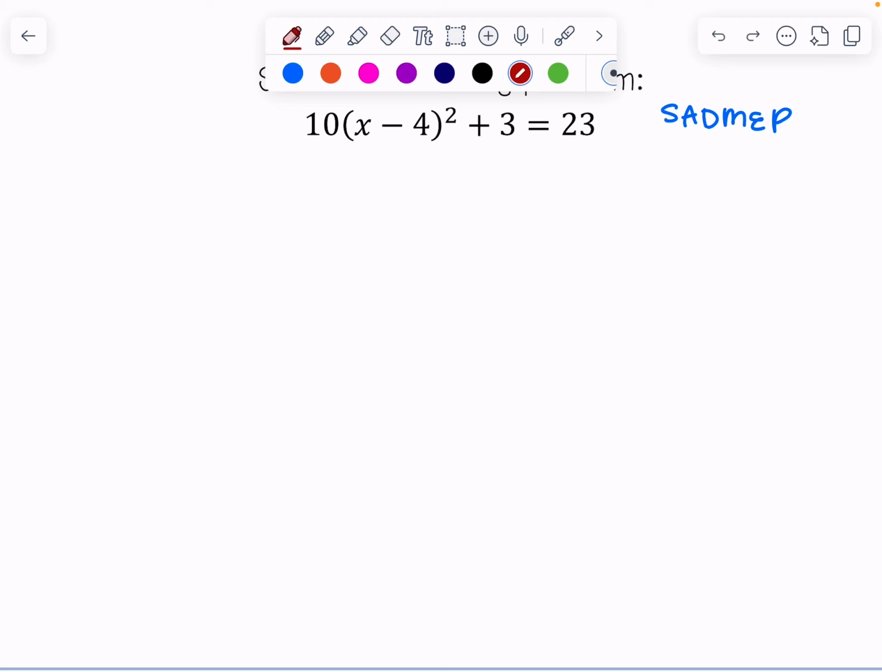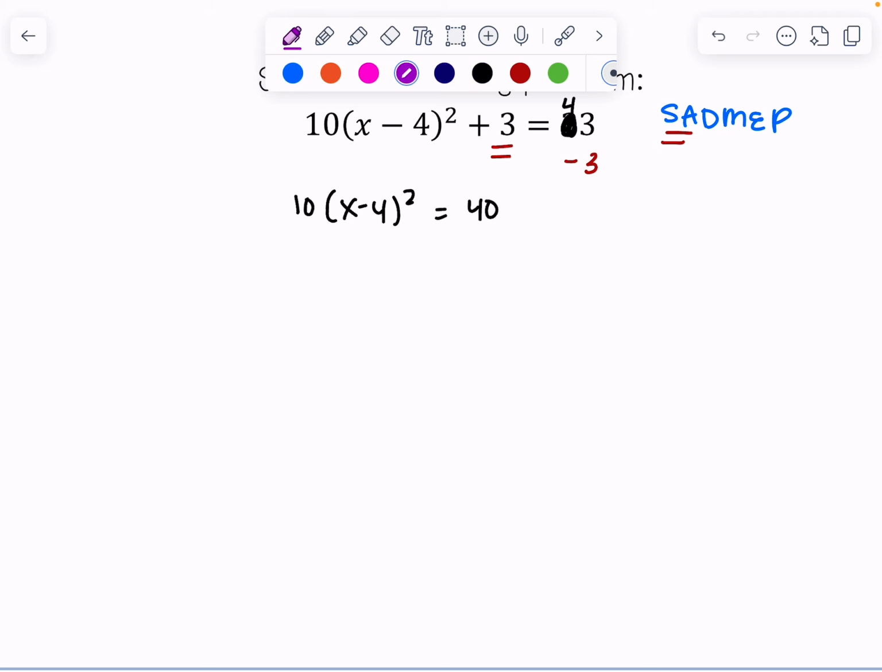So the first thing I'm going to ask, can I add or subtract anything? Well, I notice my 3. Oops, this is not the problem we're going to do. We're going to make that a 4. So the first thing I'm going to do is subtract my 3 to the other side. That gives me 10 times x minus 4 squared equals, well, 43 minus 3 is 40.